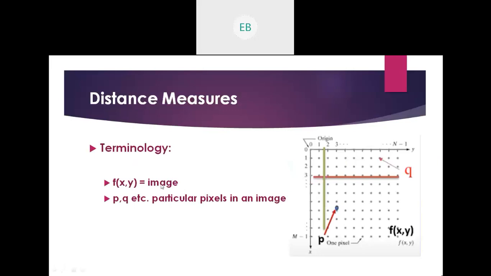Suppose we have an image here, and suppose f of x, y is the pixel here, and the pixel f consists of two coordinates, x and y. What is x? x is nothing but the row of the pixel, and y is nothing but the column of the pixel. So this is the column. Can you remember that?